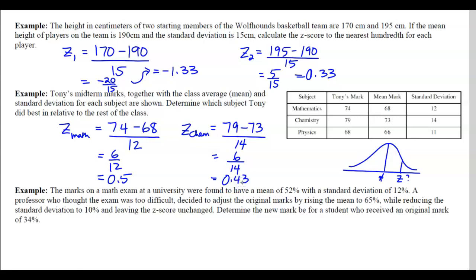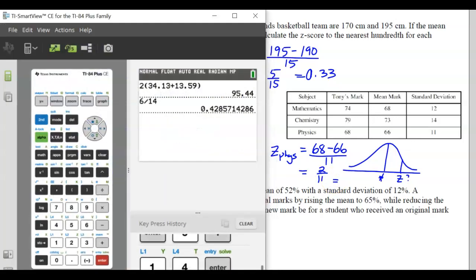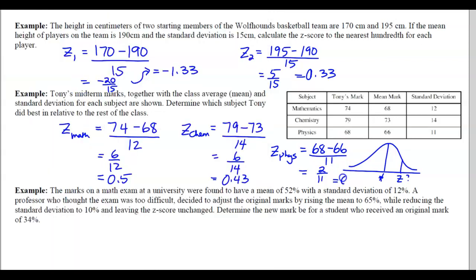Okay, so far he's doing better in math compared to the rest of the class. Okay, higher Z-score. Physics. Not very much above the mean, but they're less spread out, so you do want to compare that. It's got the lowest standard deviation. 2 out of 11, though, you can kind of tell right away. That's going to be smaller. 0.18.